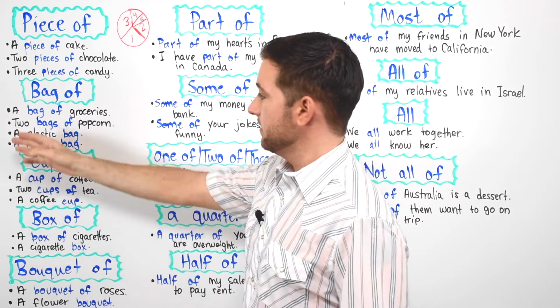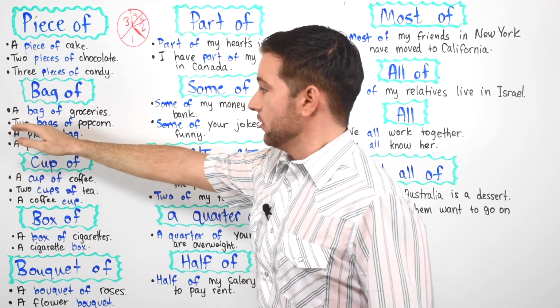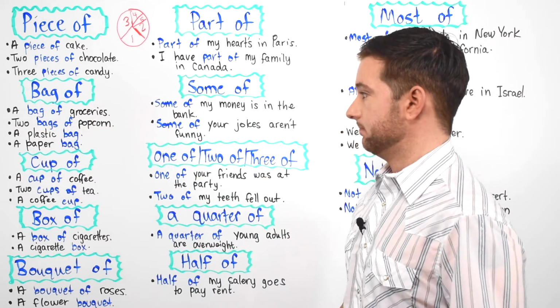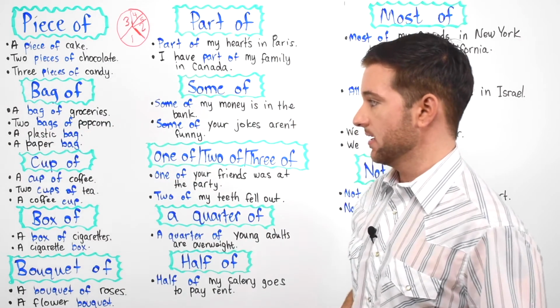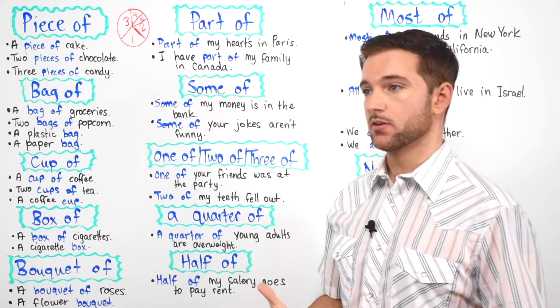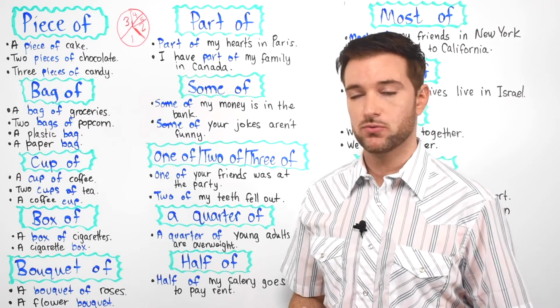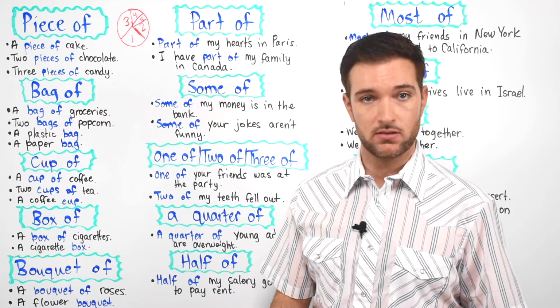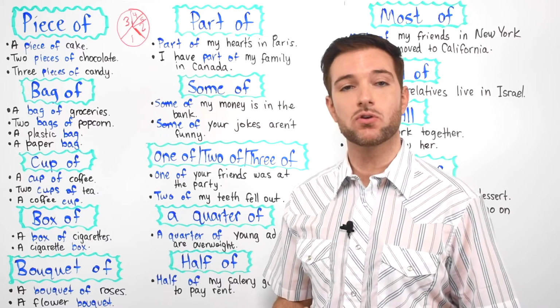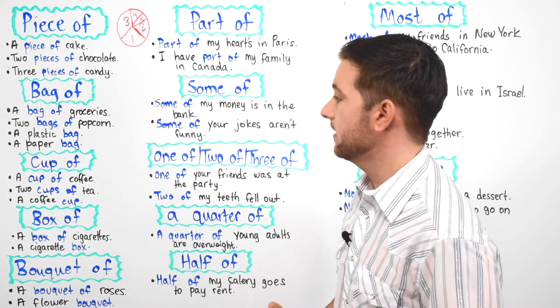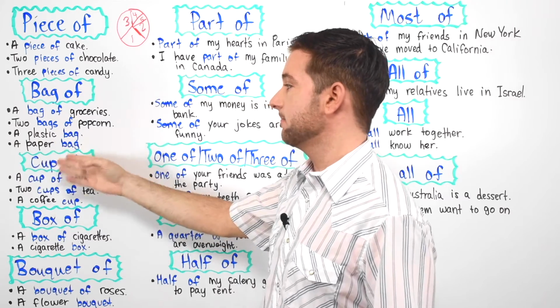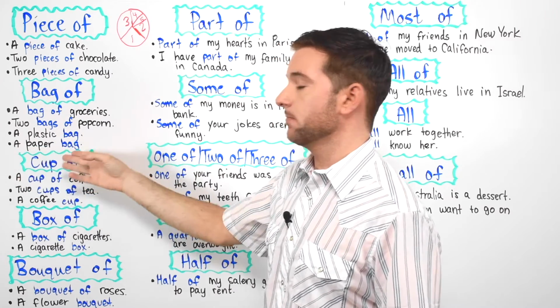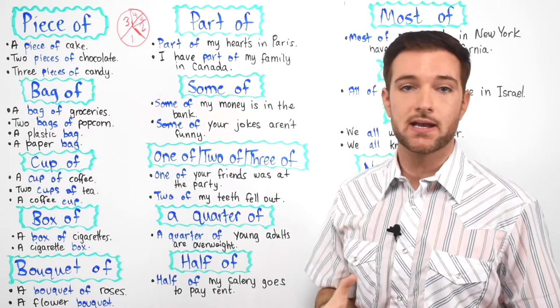So let's look at the other examples. Two bags of popcorn. Okay, and then we have a plastic bag, because normally when you go to the grocery store, you are asked, hey, would you like a bag in plastic or do you want a paper bag? Okay, and you can say, I would like a plastic bag, please. So a plastic bag, and then we have a paper bag. Okay, so plastic bag and paper bag.